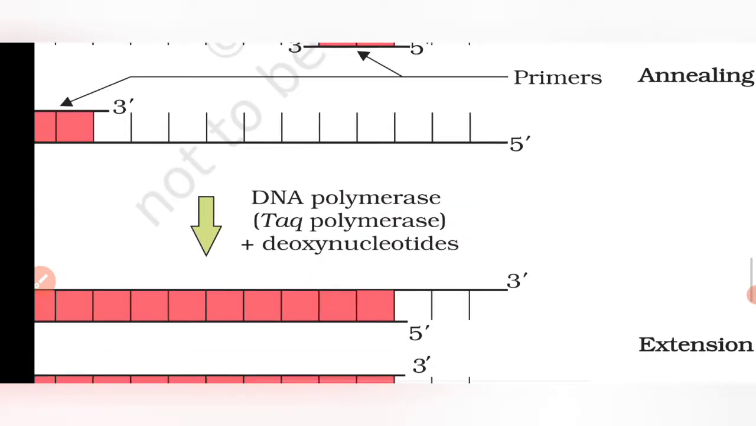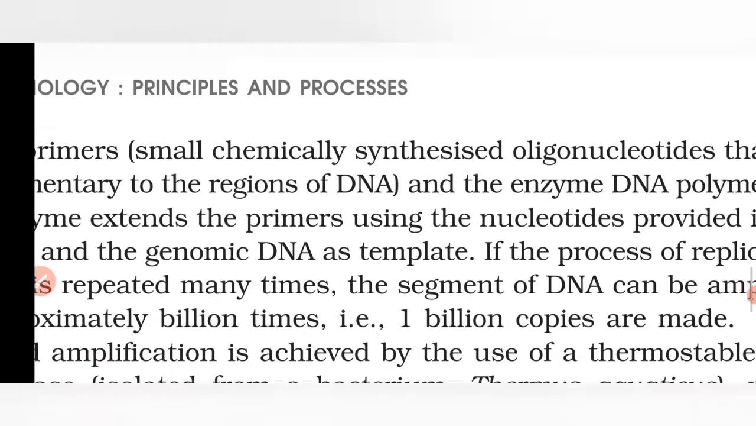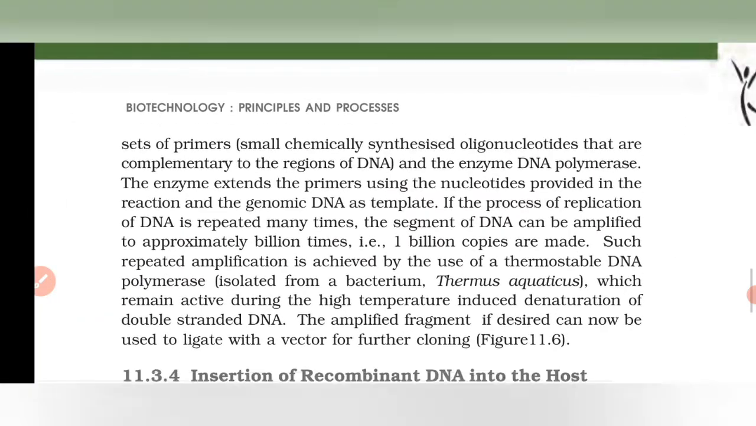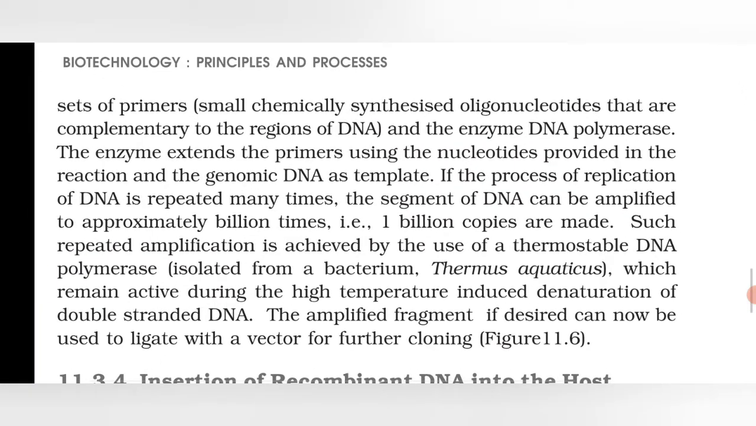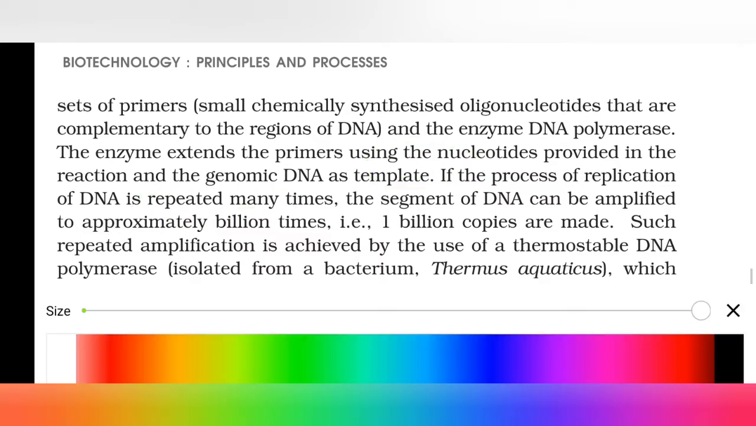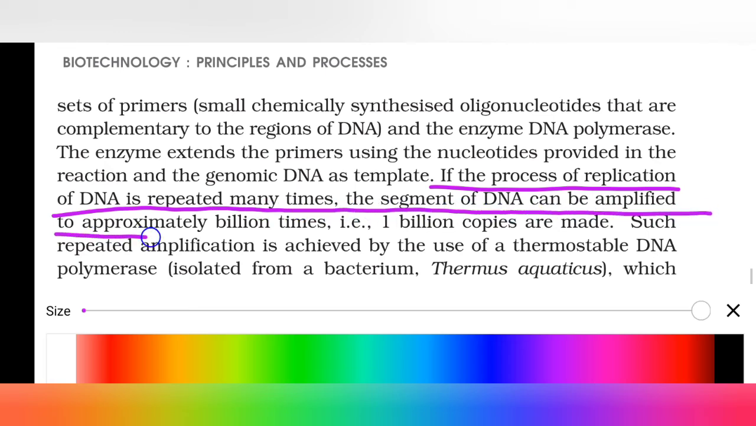So we'll discuss this now. If the process of replication of DNA is repeated many times, the segment of DNA can be amplified to approximately 1 billion times. That is around 1 billion copies made if you repeat these amplifications many times. You can actually make 1 billion copies, that is 1000 million copies.